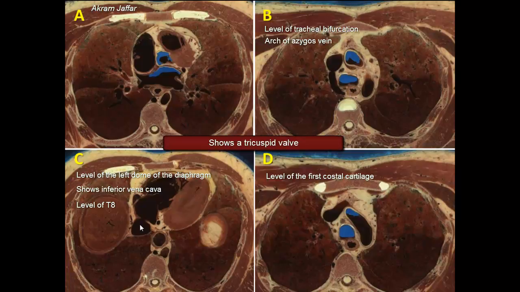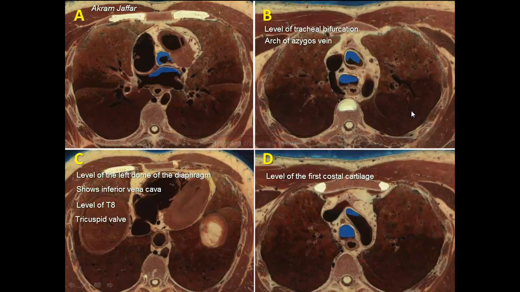Which section shows a tricuspid valve? Let's look at the sections of the heart. So we are left with this one and this one. The tricuspid valve is located between the right atrium and the right ventricle. So this is the right side of the heart. We can see here the right atrium receiving the inferior vena cava. This is the right ventricle. Look at the right ventricle. It forms most of the anterior surface of the heart. And this is the opening between the right atrium and the right ventricle. And you can see two of the cusps of the tricuspid valve.